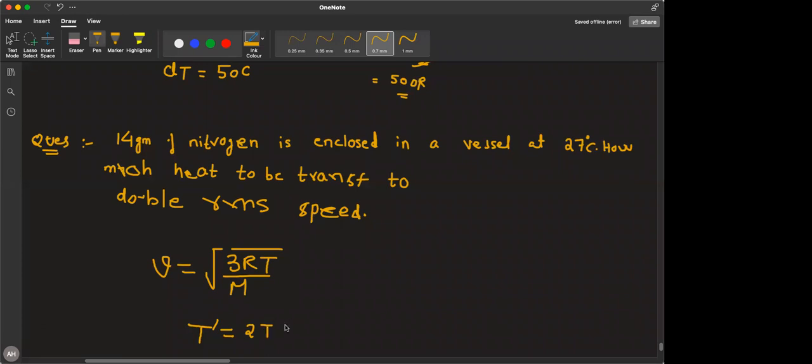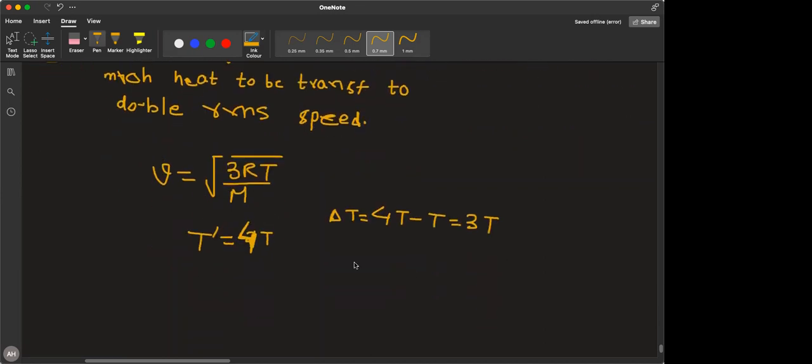Yes, Manita, you are close. Not double, but 4 times. So the change in temperature will be 4T minus T, which is 3T. Next, you just need Cv. How much is Cv? That is fR by 2. So for a diatomic gas, this is 5R by 2.